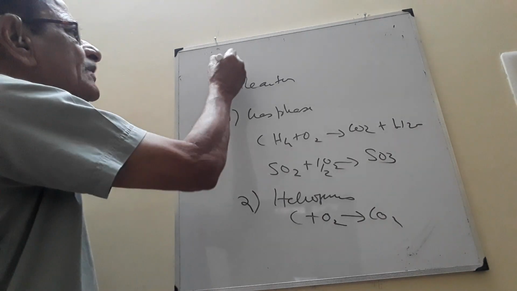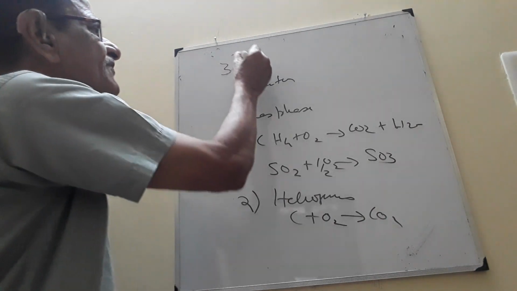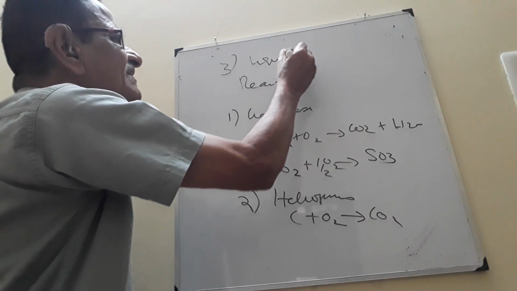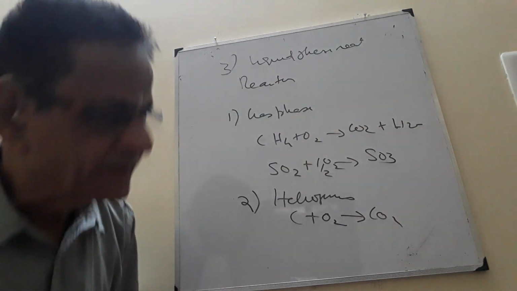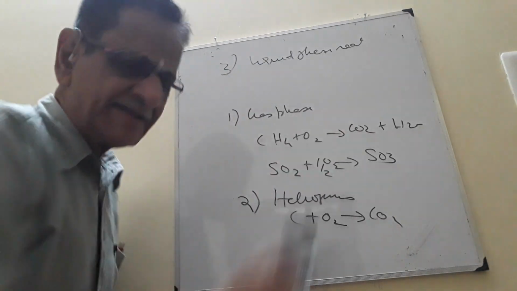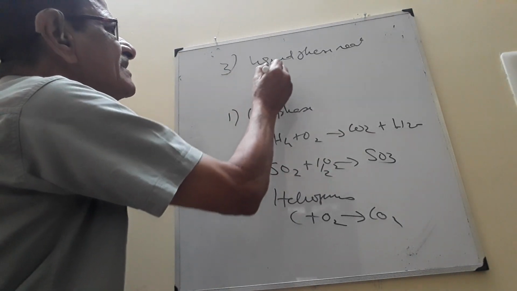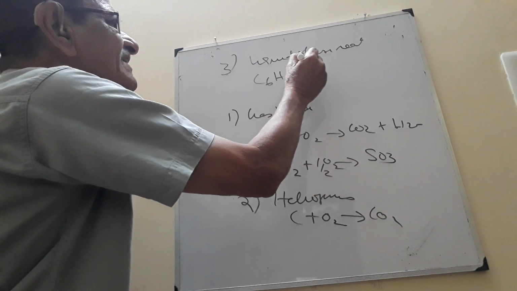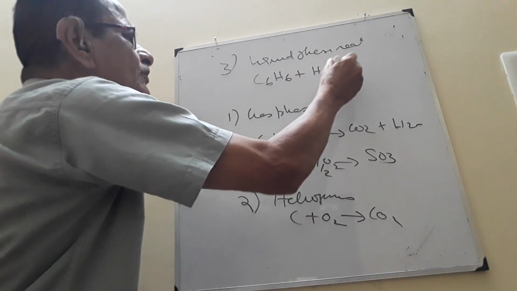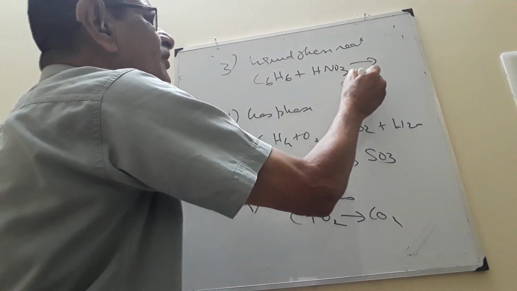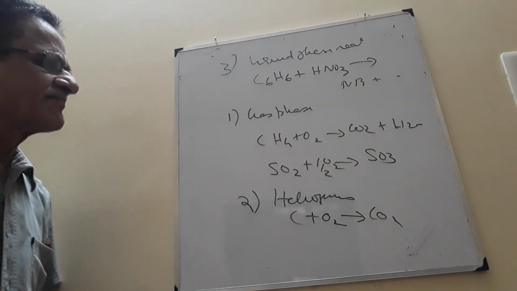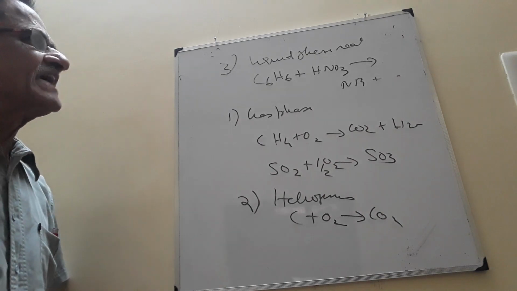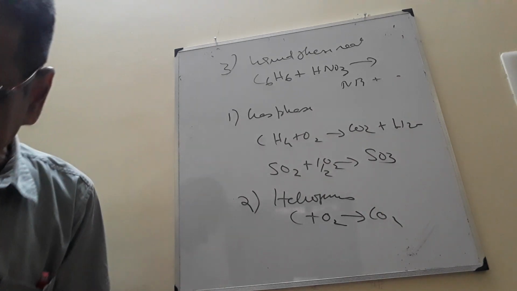Third, we have liquid phase reactions. For example, benzene plus nitric acid giving you nitrobenzene and water. So this is a liquid phase reaction. So we can broadly classify reactions as gas phase reactions, heterogeneous reactions and liquid phase reactions.